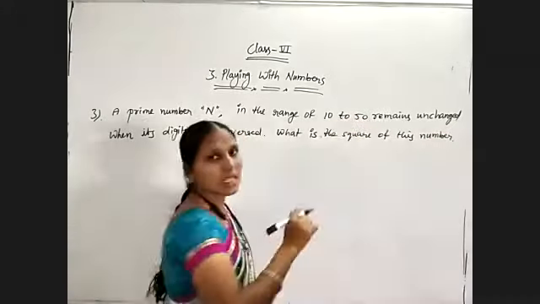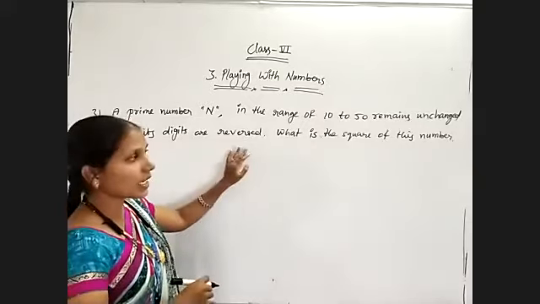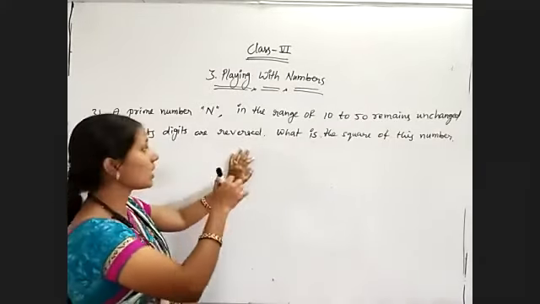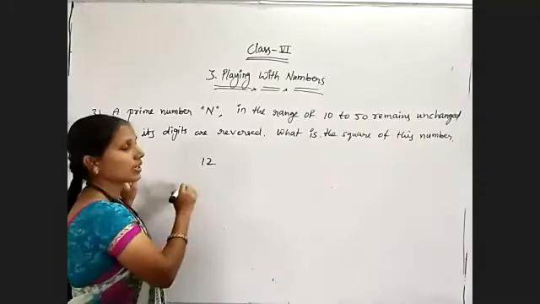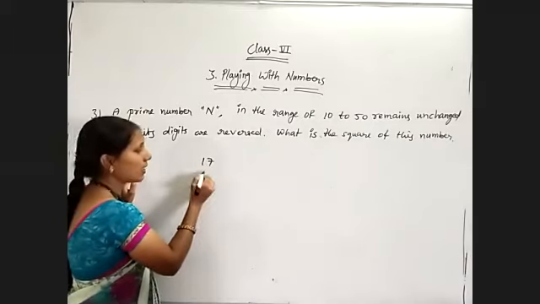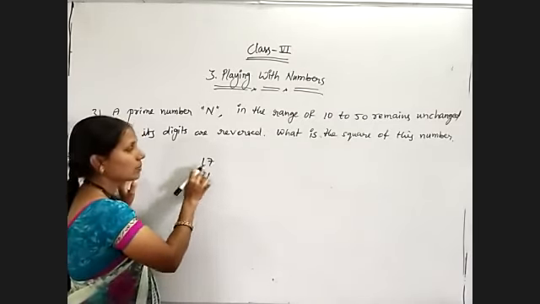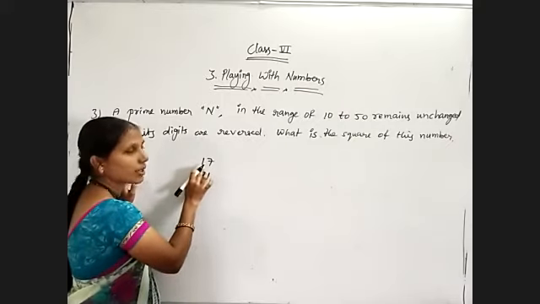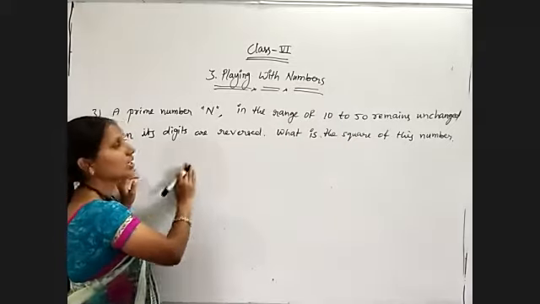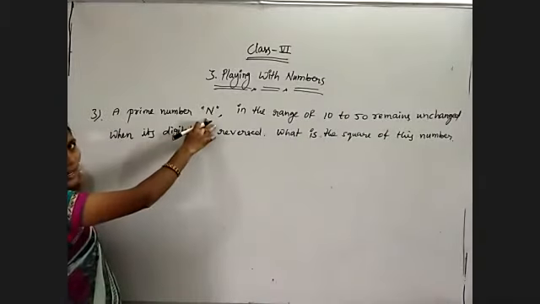10 to 50 means we must write the 2-digit prime numbers below 50, and in that we have to get the same digits. For suppose, taking 17, which is a prime number, by reversing it I'll get 71. But it must be unchanged; if I reverse 17, I need to get 17 only. First of all, write the prime numbers between 10 and 50. So what is the n value? Find out first.